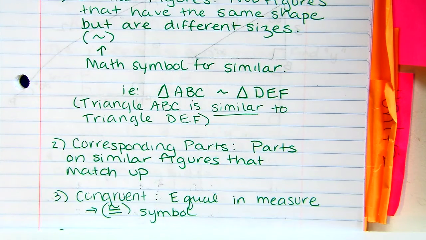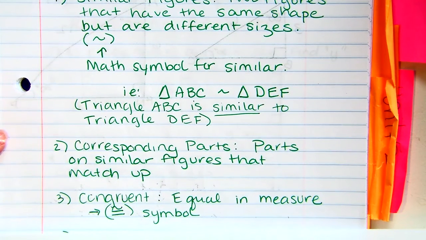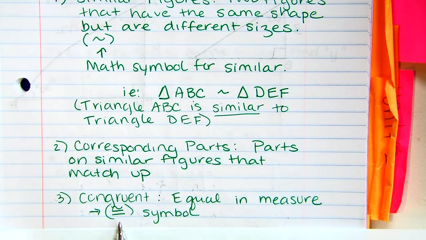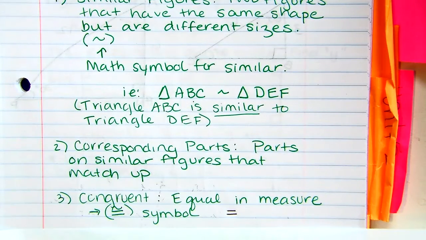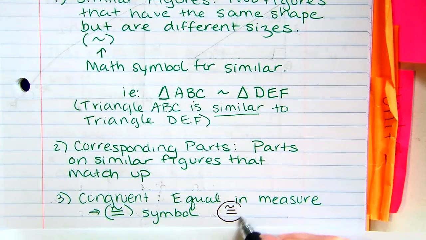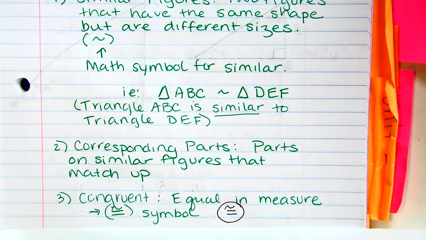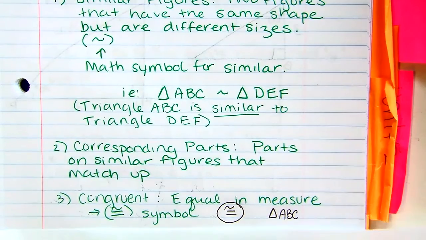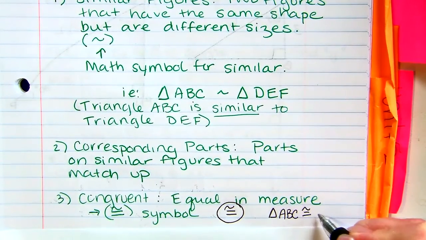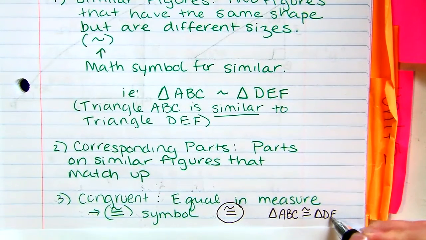Next, we have congruent. Congruent in math means equal in measure. And you will see this symbol for congruent. Now, because it's a little difficult to see down here in the green, I'm going to write it over on the side as well. So again, it's an equal sign with a little squiggly above it. And again, that is our symbol for congruent. So when we're writing things, we could say triangle ABC is congruent to triangle DEF.